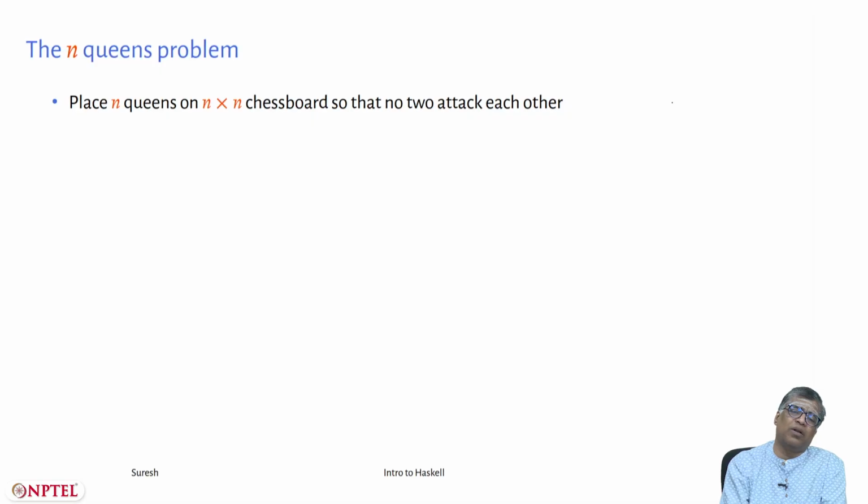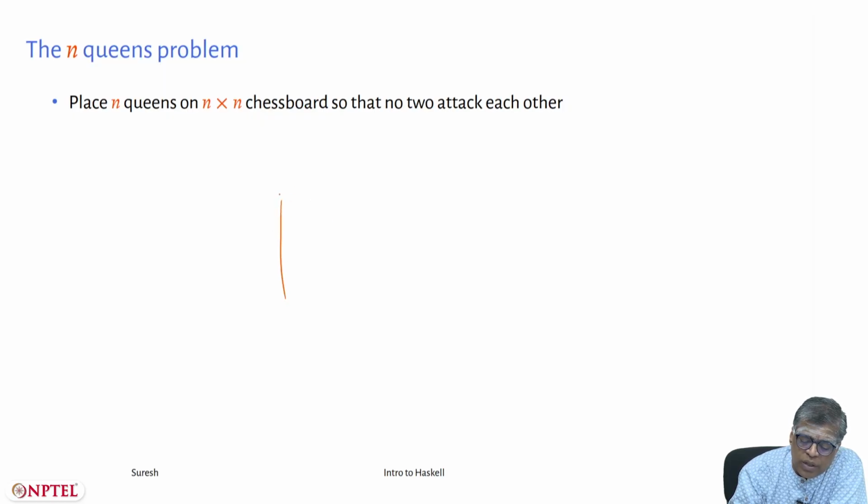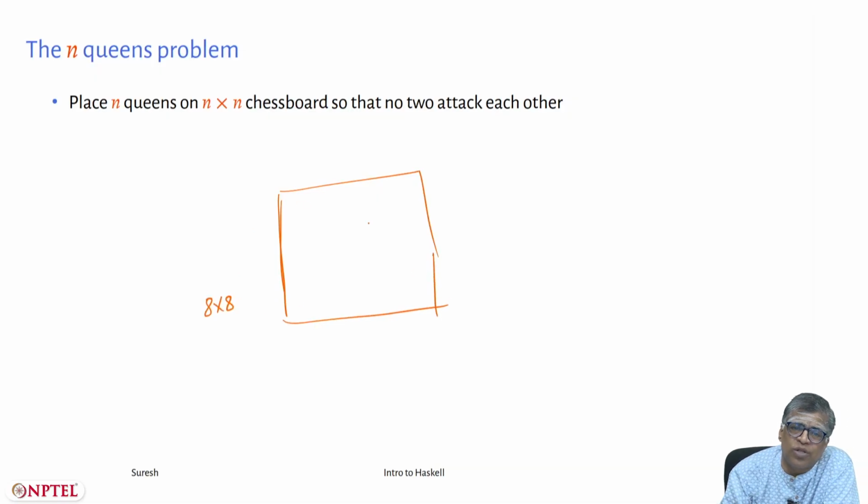A nice example that illustrates this is the N Queens problem. Let's think of 8 queens. So what is the problem? You are given a chessboard, 8 cross 8, and you are supposed to place queens on the chessboard such that no queen attacks each other, no two queens attack each other.